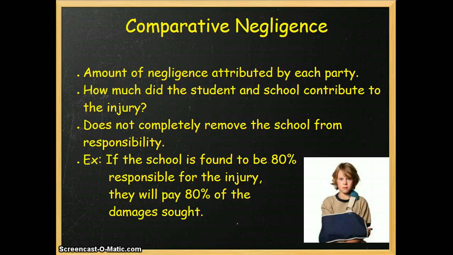Comparative negligence is the amount of negligence attributed by each party. How much did the student and school contribute to the injury? This does not completely remove the school from responsibility. So, for example, rather than contributory negligence, where if the student is responsible at all, the case is thrown out, if the school is found to be 80% responsible, they will pay 80% of the damages.